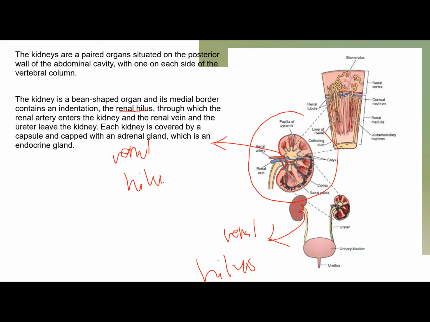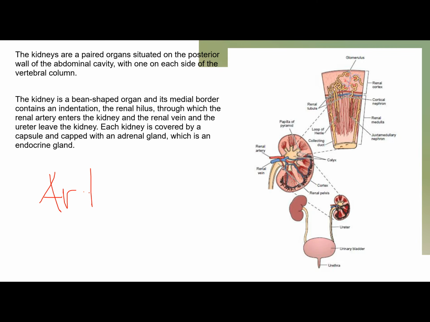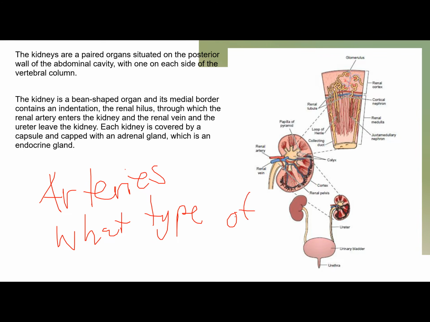Now, located in the renal hilus are the arteries and the veins. The renal artery would enter the kidney, and the renal vein and the ureter would leave the kidney. So, may question ako, class. When we talk about arteries, my question is, what type of blood? Very basic question to, dapat alam nyo to. What type of blood does your artery contain or carry?